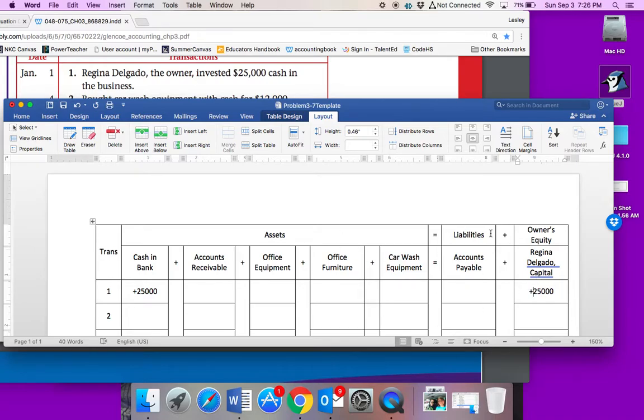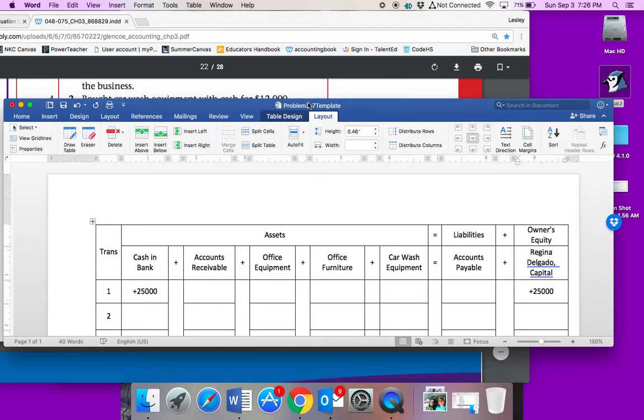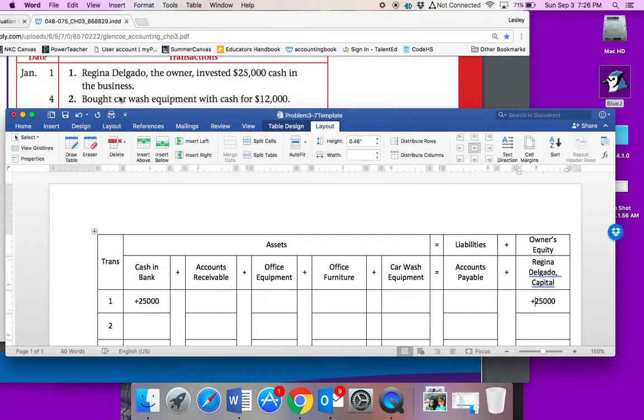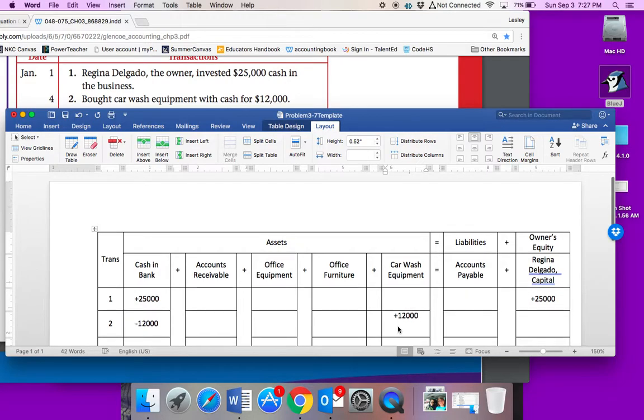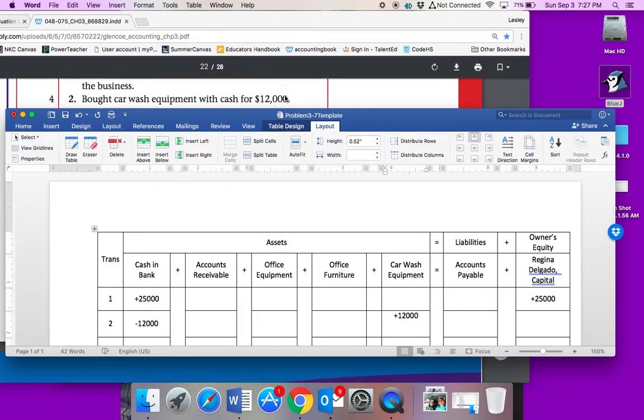All right. So we have our assets equals liabilities plus owner's equity, making it $25,000 added on each side. Okay. So the next transaction says we bought car wash equipment with cash for $12,000. Again, already we see the with cash. That means that we're going to be dealing with cash and bank, and since we bought the item, it's going to be a subtracted $12,000. Okay, and then you want to look at what you bought. Well, we bought car wash equipment. So car wash equipment is going to increase by $12,000. Okay? Again, on the same side of the equation, but we subtracted and added, which keeps our equation balanced.